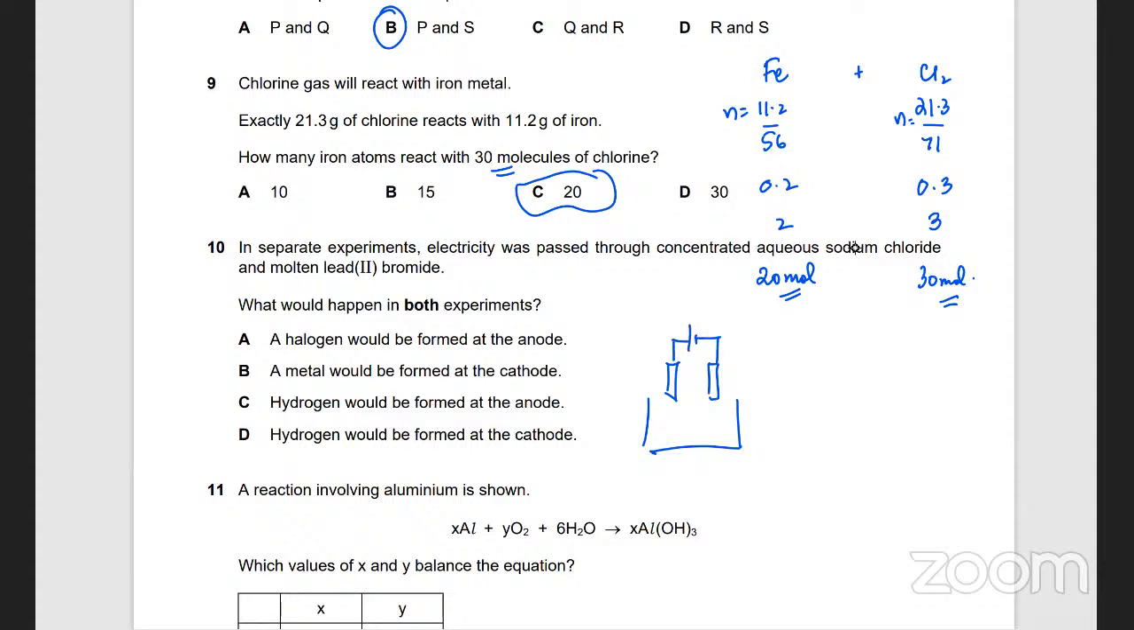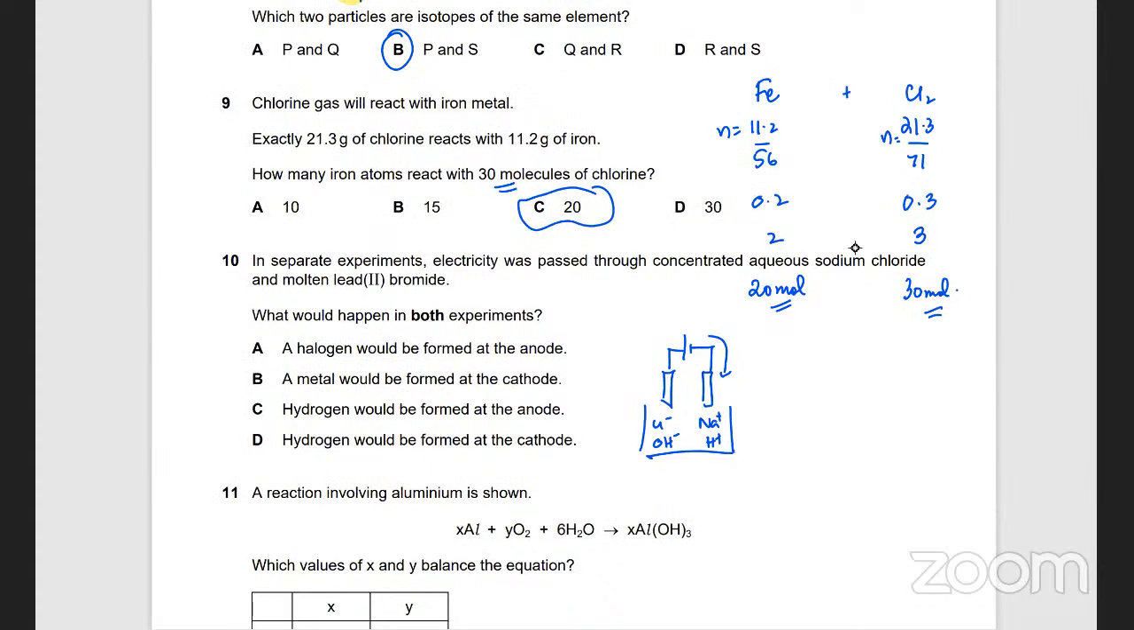अब ये बताओ जल्दी से, aqueous NaCl. So it's going to have what? Na+ and Cl-, and it's going to have H+ and OH-. Who's going to gain electrons? Hydrogen. Okay, so hydrogen is the one that gains electrons, and who's going to lose electrons?